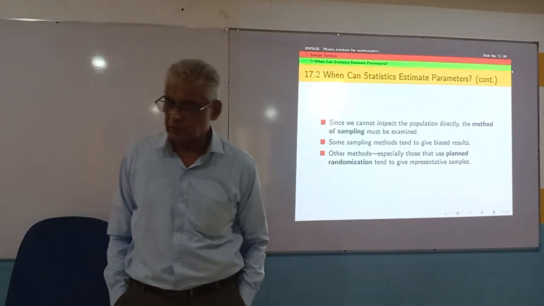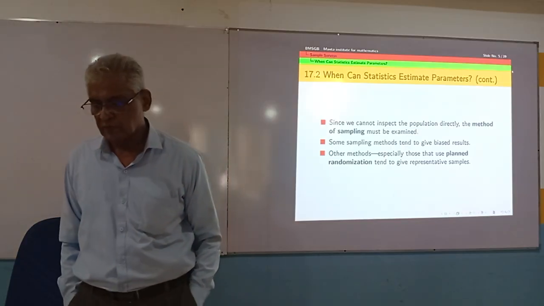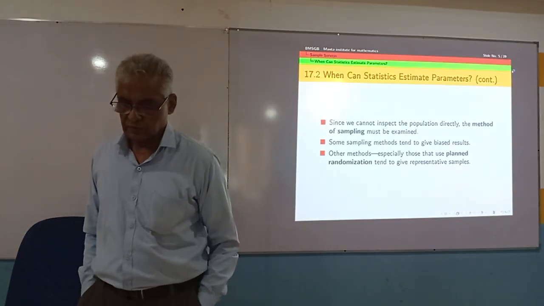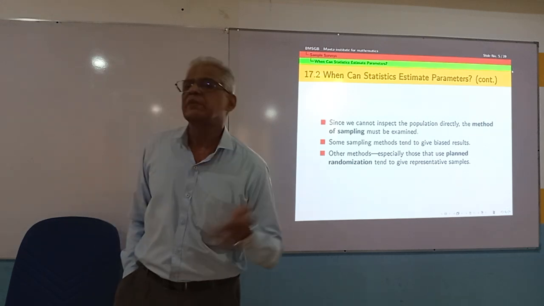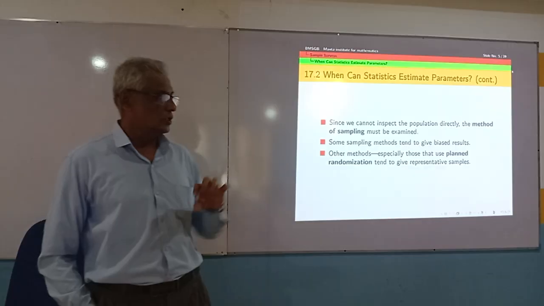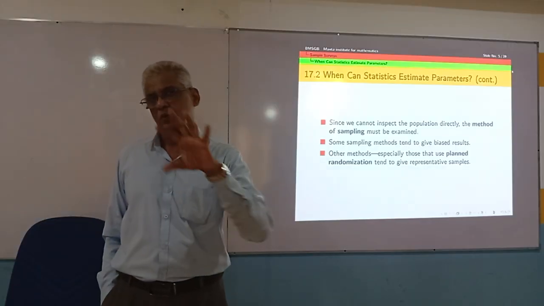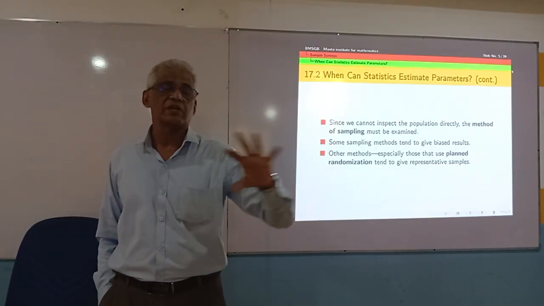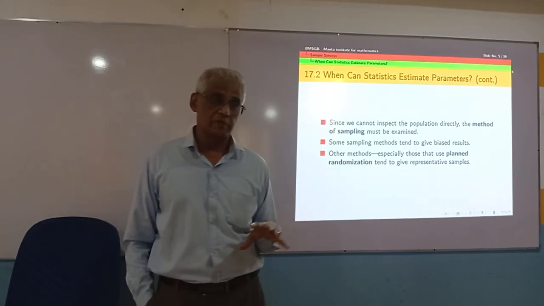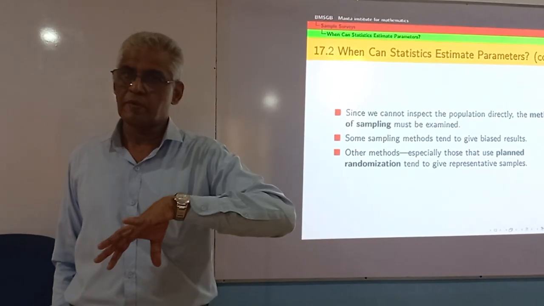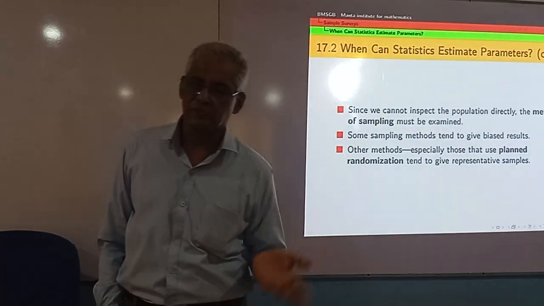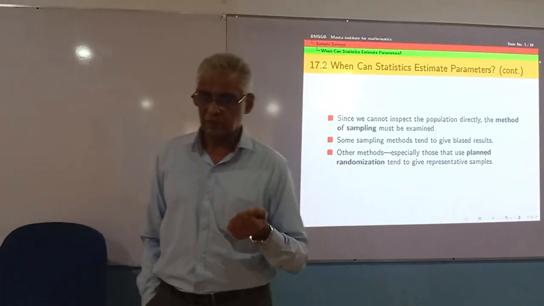Since we cannot inspect the population directly, the method of sampling must be examined. The method of sampling is what we have to be careful about. There are so many methods, but mainly we can divide them into two categories. One category is called random sampling methods, or probability sampling methods. The other set is called non-random sampling or non-probability sampling methods.